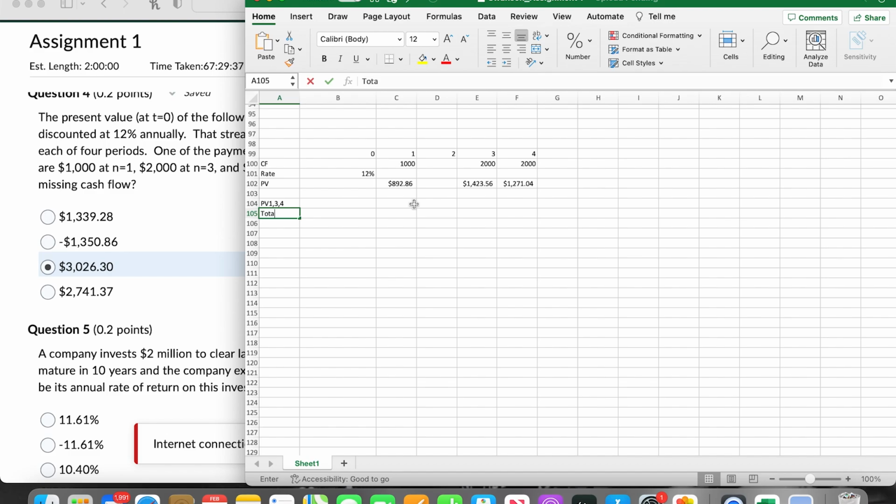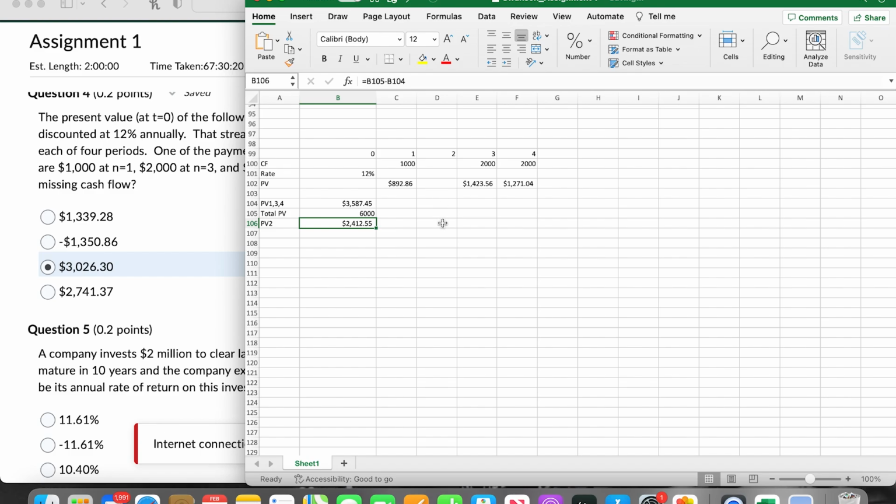So total PV. So we're going to put that as 6,000. And then we're going to do equals sum of this one, this one, this one. Close our parentheses. Perfect. So we have $3,587.45. So we're going to calculate PV2, which is just equals minus. So it's $2,412.55.